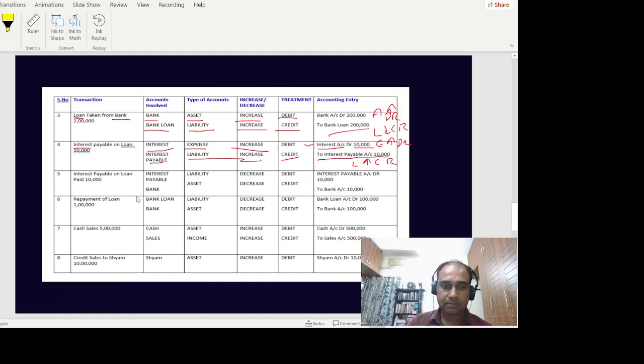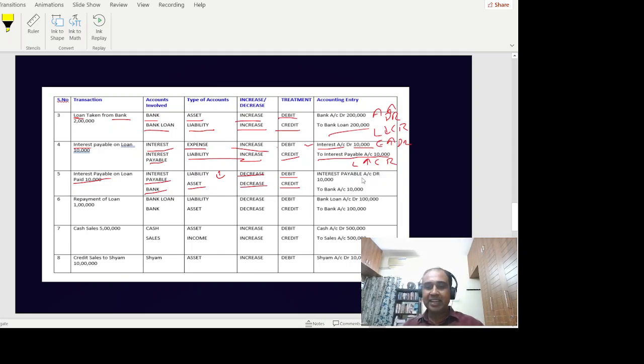Clear, guys? Now next, this interest payable, I have to pay this interest now, right? I cannot keep this interest forever with me. Okay. The entry will be what? When I pay this interest, two accounts are involved: interest payable and bank account. When I pay this interest, my liability will decrease, that means I have to do a debit, and my asset will also decrease.